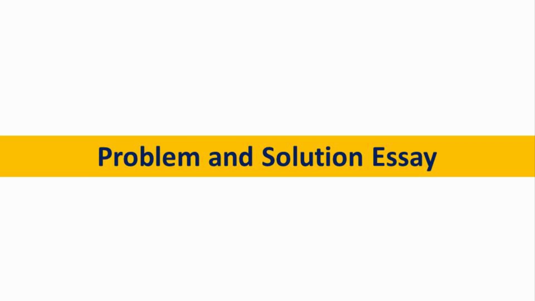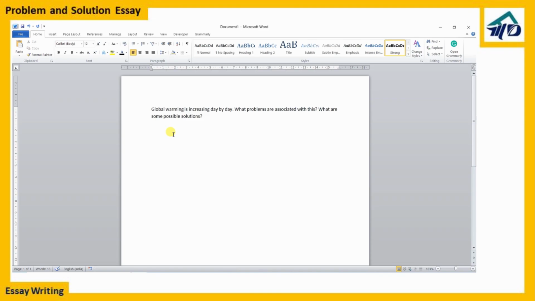In this lecture, I am going to teach you how to write a problem and solution essay. The last lecture was about causes and effects. This one is problem and solution. The structure is going to be the same: introduction, then problems, solutions, and finally conclusion. Everything is the same. You need to do brainstorming also exactly in the same way.